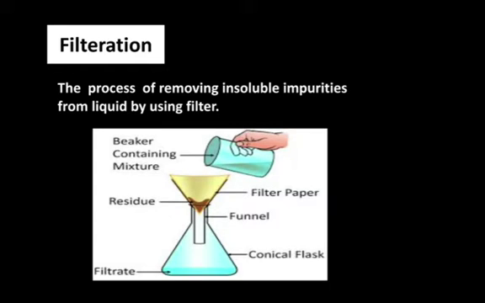Insoluble impurities such as sand, mud, and stones are separated from water by using filter paper. The process of passing the impure water through a filter is called filtration. The residue or insoluble part is left behind on the filter paper, and the clear liquid called filtrate is collected in a separate container. This filtrate is clear water which is free from insoluble impurities.